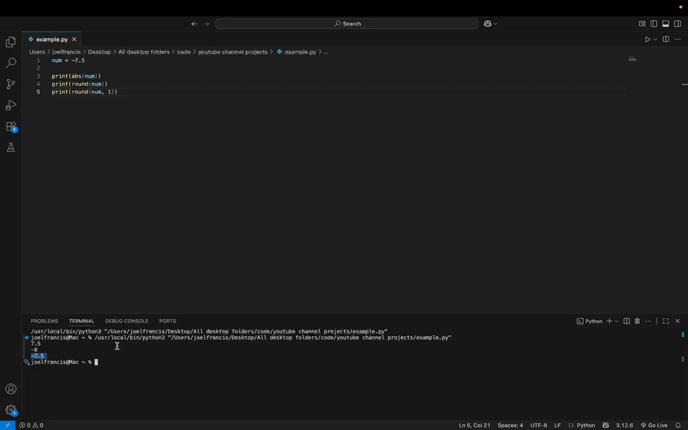Alright, and abs parentheses gives the absolute value, and round parentheses rounds the number. To round to a specific number of decimal places, you add a comma after the variable, and then the number of decimal places you want to round to, like we did here.